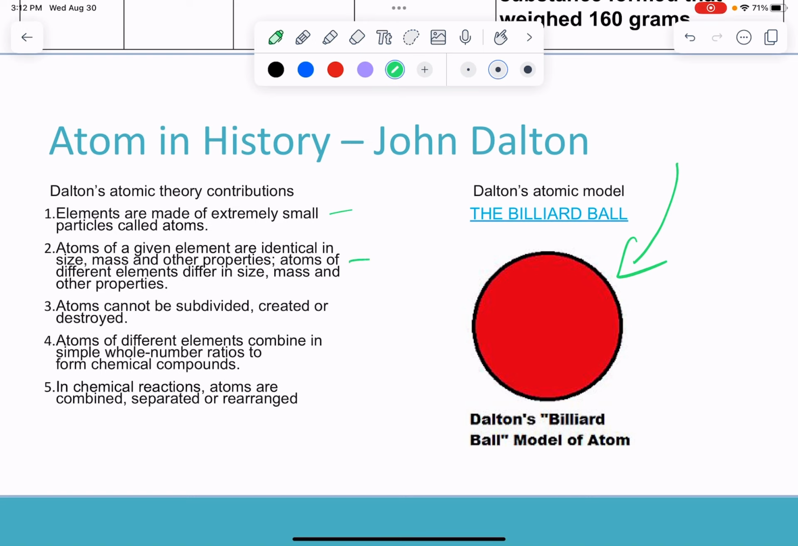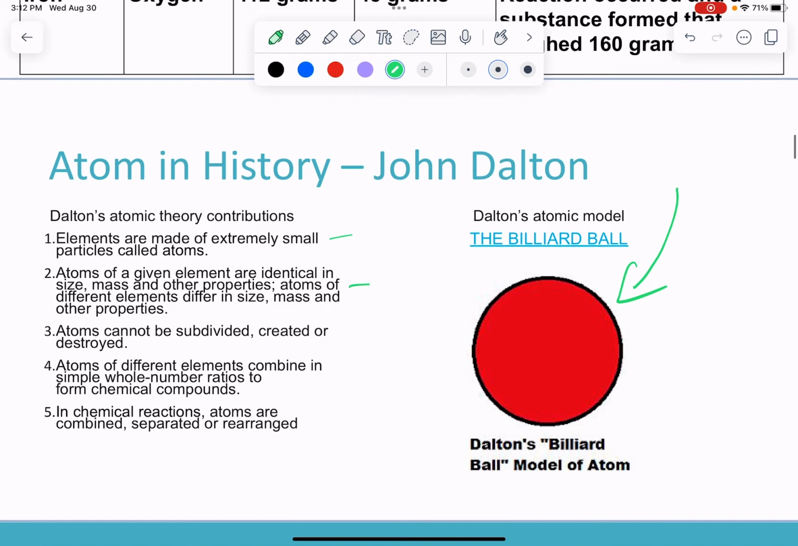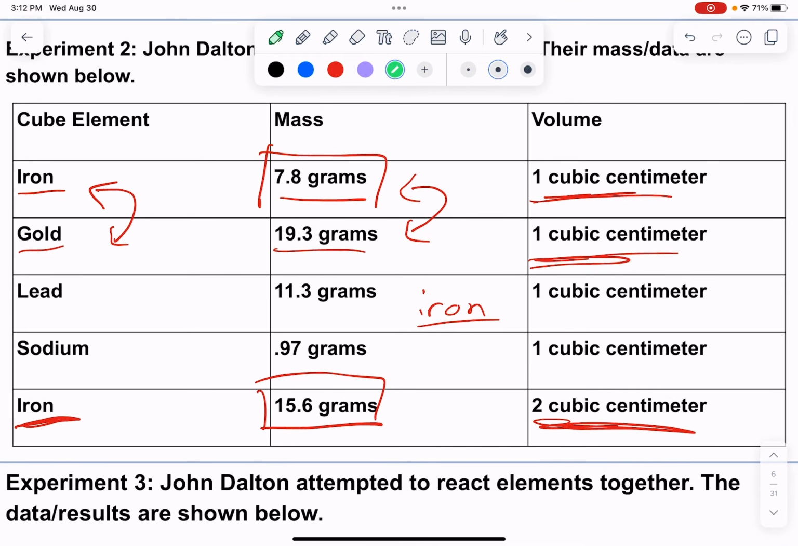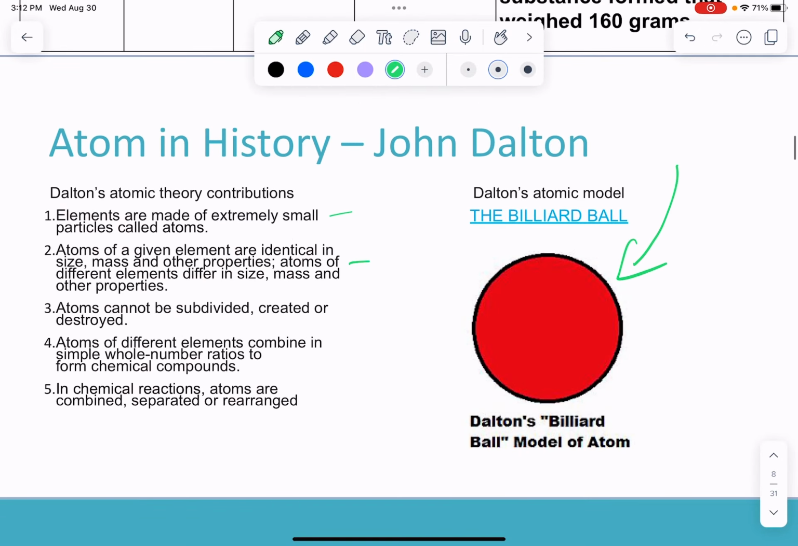The second one is that atoms of a given element are identical in size, mass, and other properties, and atoms of different elements are different in size, mass, and properties. So that comes back to this one. We said, hey, the 2 iron cubes had the same properties. The second one was just twice as big. But gold is different, lead is different, everything is different. The third idea is that atoms cannot be subdivided, created, or destroyed. So this is where he said, hey, this is the smallest thing.